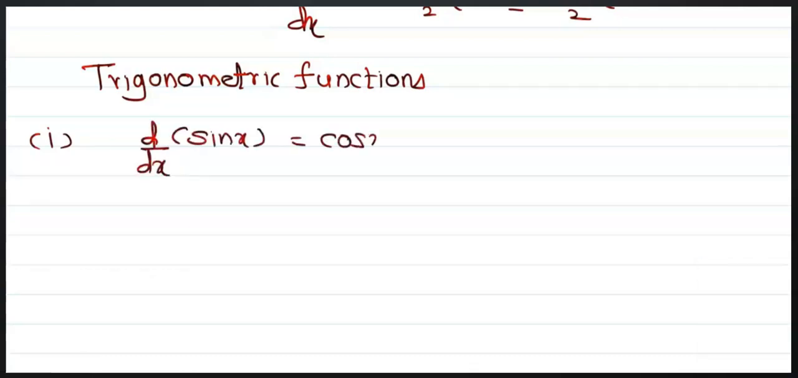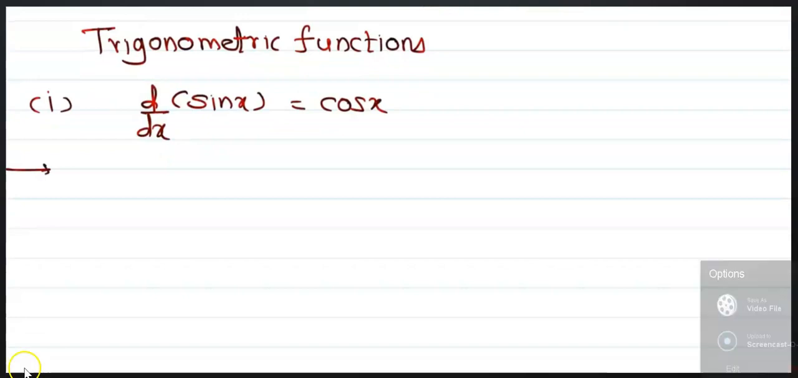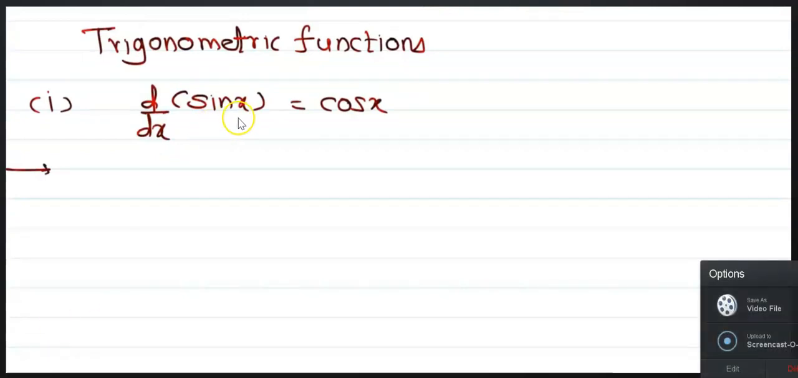Now d/dx of sin x is equals to cos x. That means the derivative of sin x with respect to x is very important. The differentiation of sin x with respect to x. What is x called? x is called the variable. The derivative of sin x with respect to x is cos x.